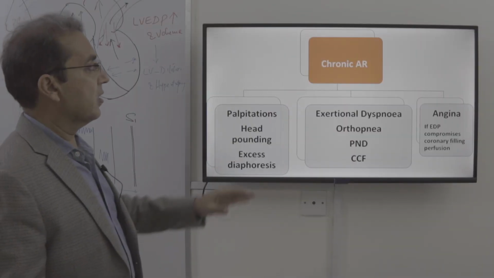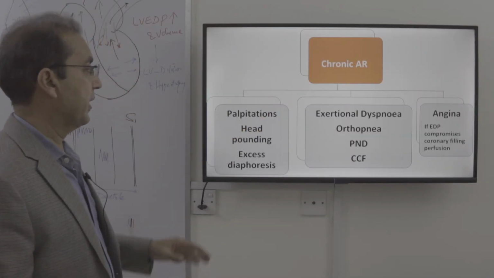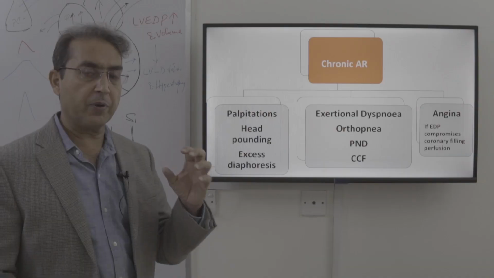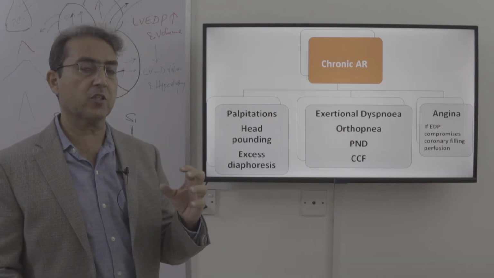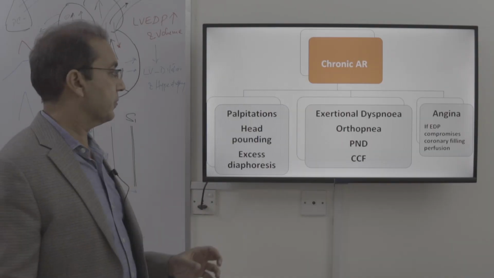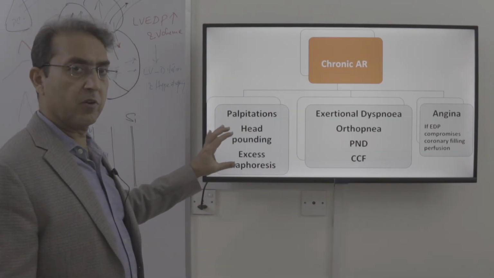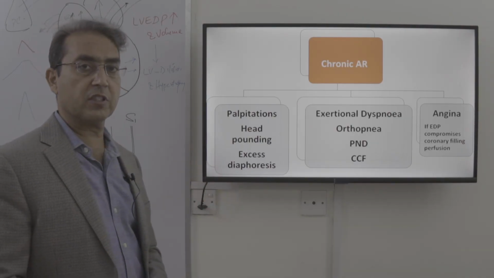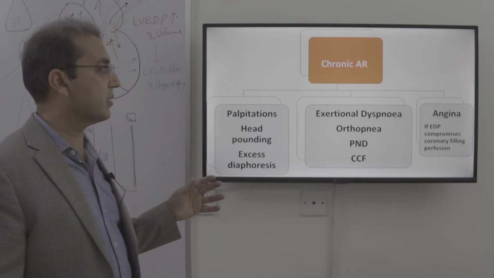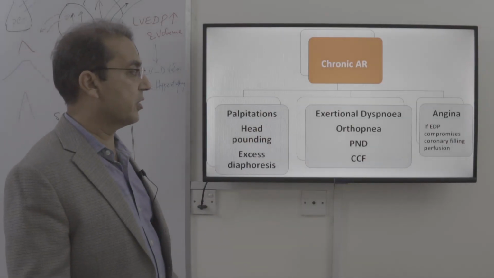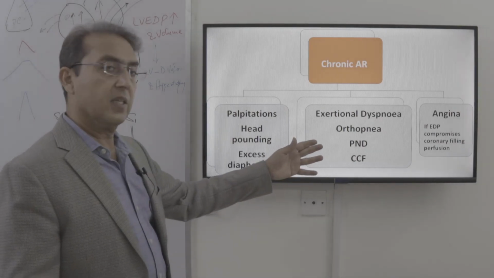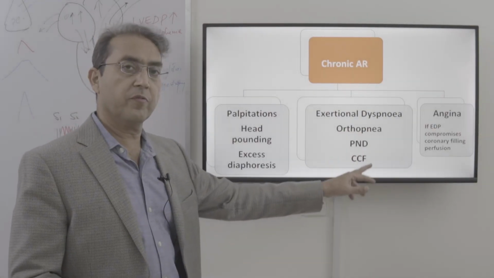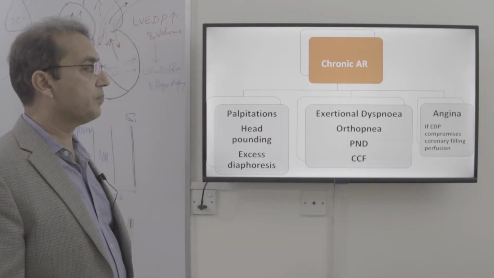Now, what are the symptoms in chronic aortic regurgitation? The patient may have palpitations because the force of contraction is increased. You have palpitation when there is increased force of contraction or increased rate of contraction. The patient may have head pounding because there is a high cardiac output state. The patient has excess diaphoresis because the metabolism is high in these patients. The patient may complain of exertional dyspnea. There may be orthopnea, and sometimes paroxysmal nocturnal dyspnea. The patient may present with all the features of congestive cardiac failure.